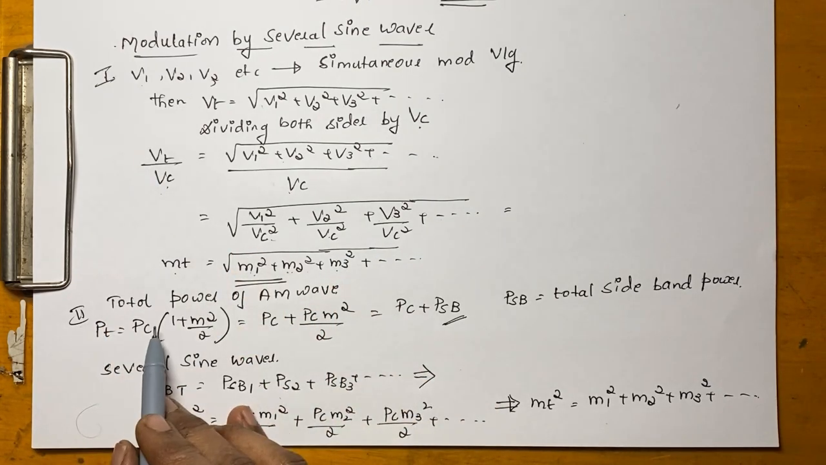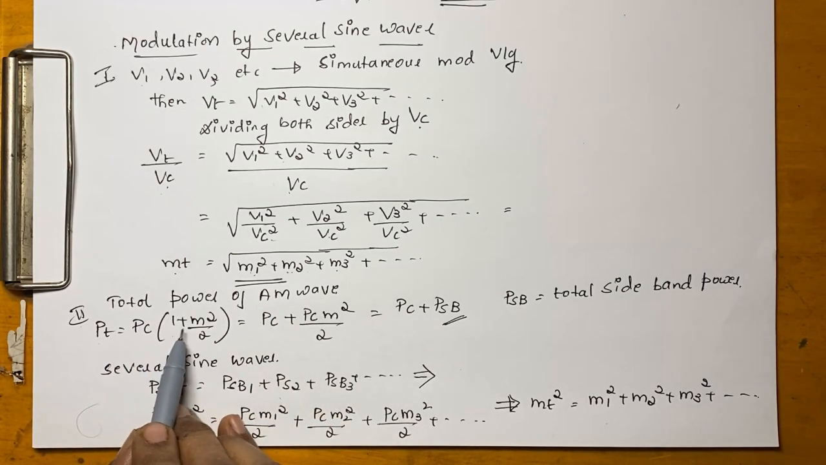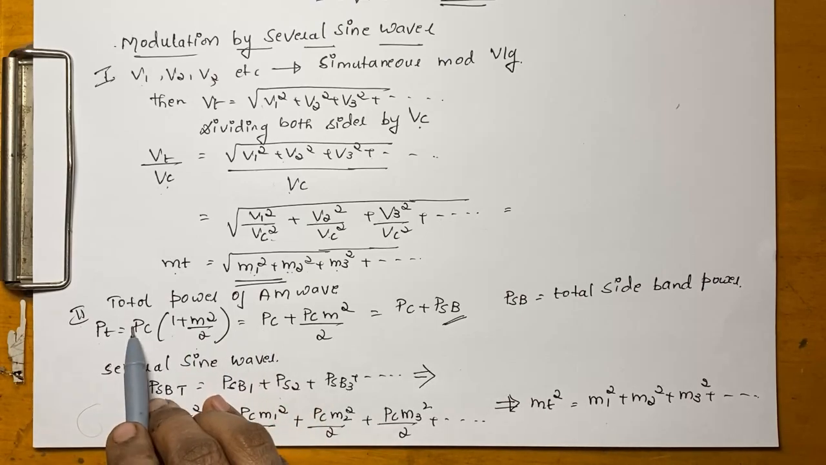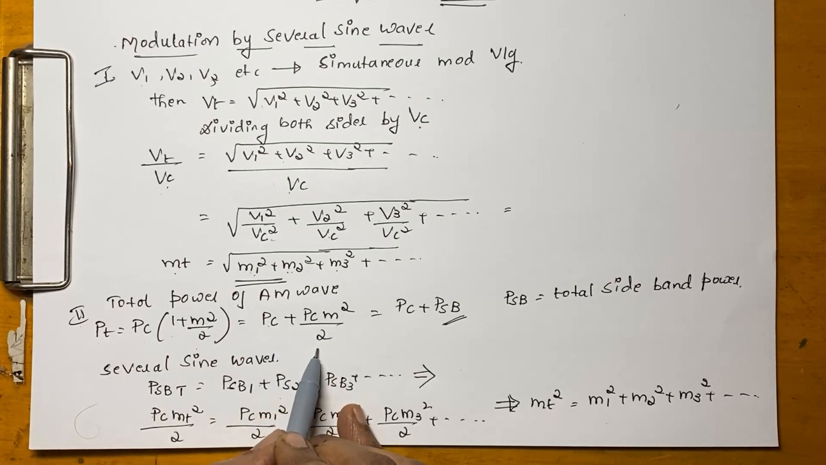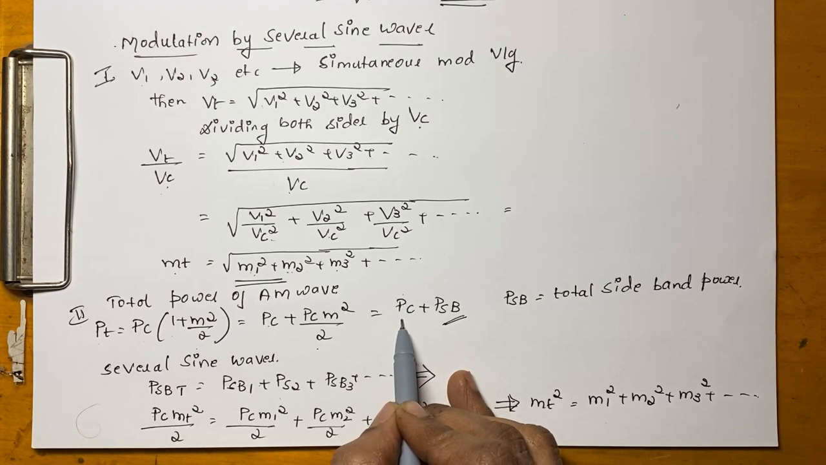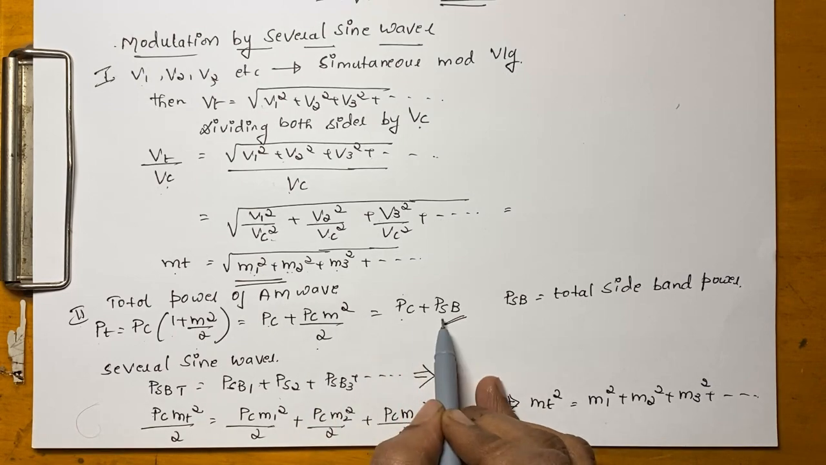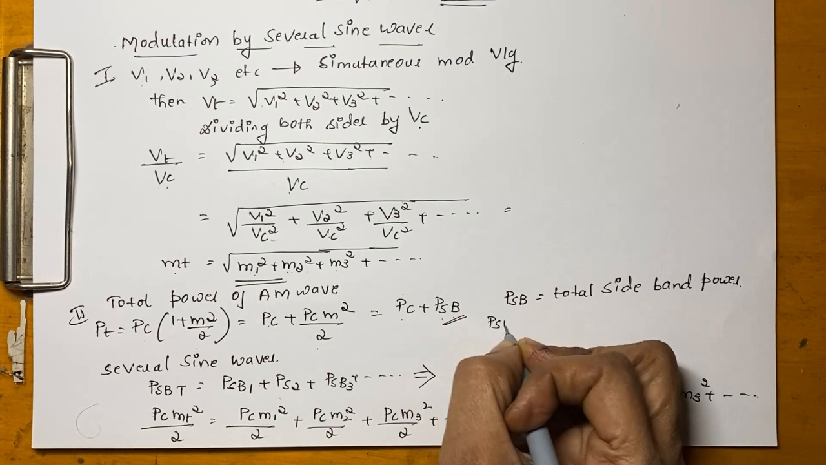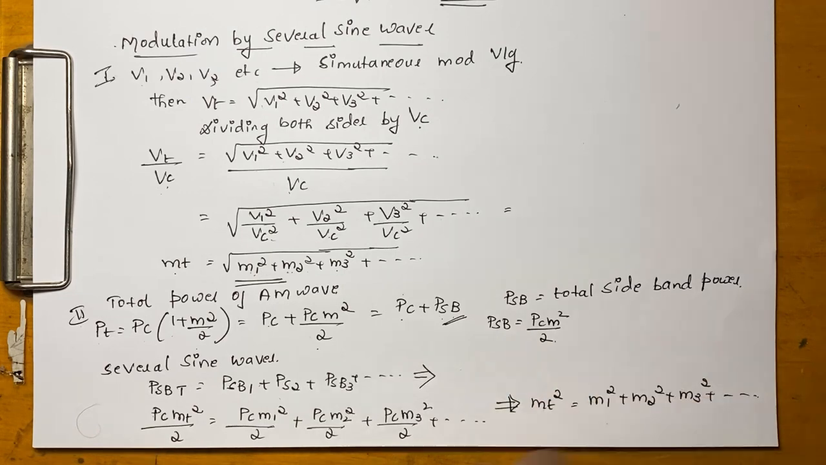And the second method is to find the total power of an AM wave. We know that Pt is equal to Pc into 1 plus m square by 2. That can be written as, take this Pc inside, Pc plus Pc m square divided by 2. So what is this? This is nothing but the power of a carrier signal, and this is nothing but the power of a sideband, that is PSB is equal to Pc into m square divided by 2.